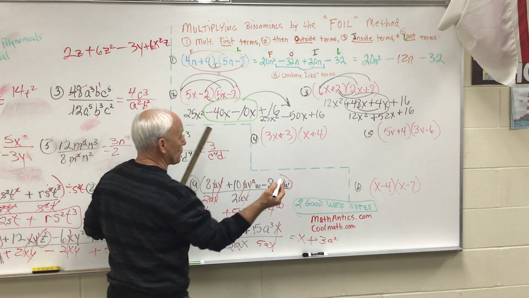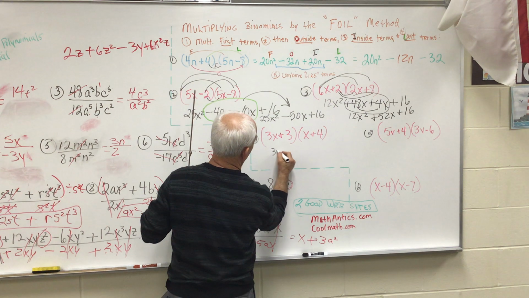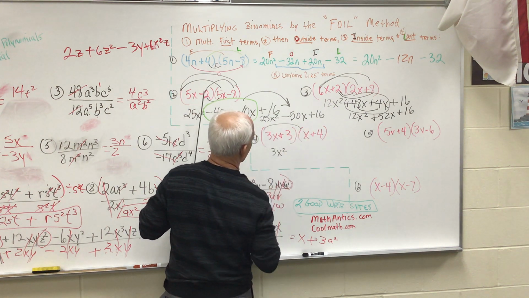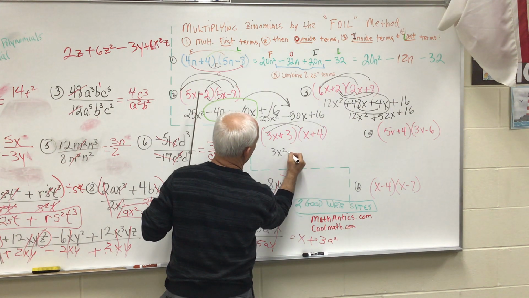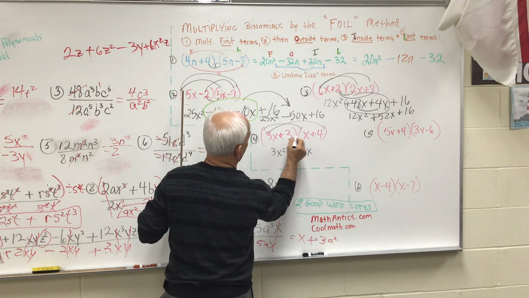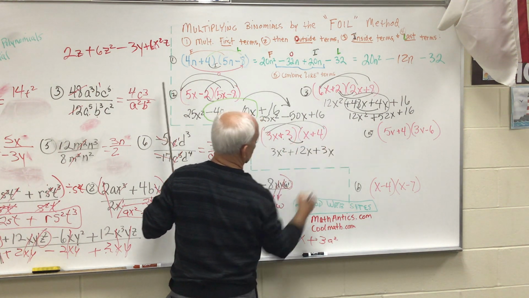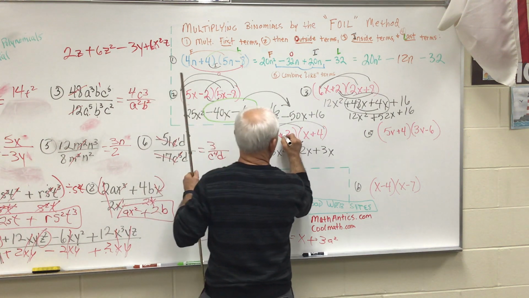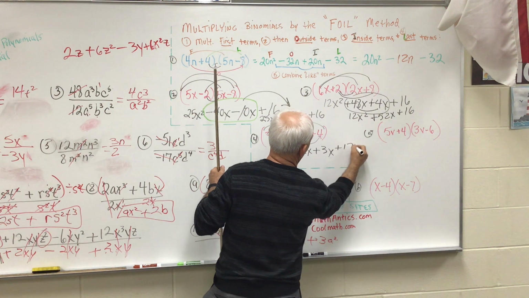All right, now that you've tried that one, let's see. 3x times 1x is 3x squared. That's first. All right, outside's going to be 3x plus a positive 4x is plus 12x. The inside says plus 3 and positive 1x is plus 3x. Did you get that one? And then finally, the last is going to be 3 times 4, which is 12.